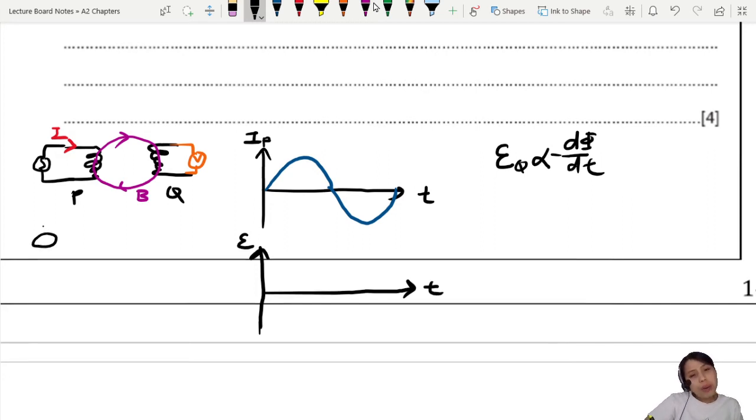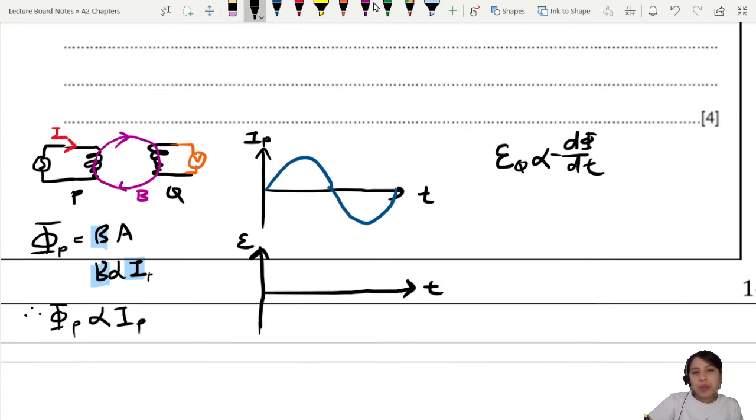How do you know that? Well, flux through, let's say, P, is B times A. But B is related to I. Hence, since B is related to I, I can conclude that the flux through P is proportional to the current through P. So this graph can be the current, or the field through P, or the flux through P, and you will see the same oscillating shape.